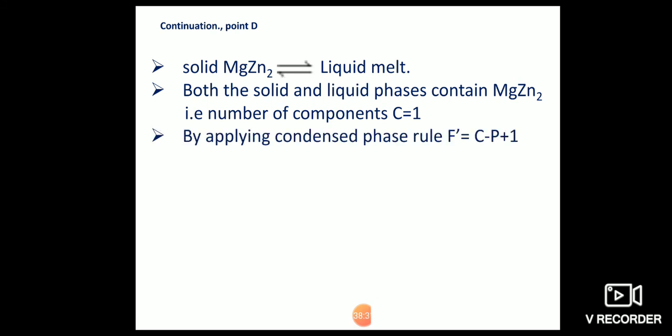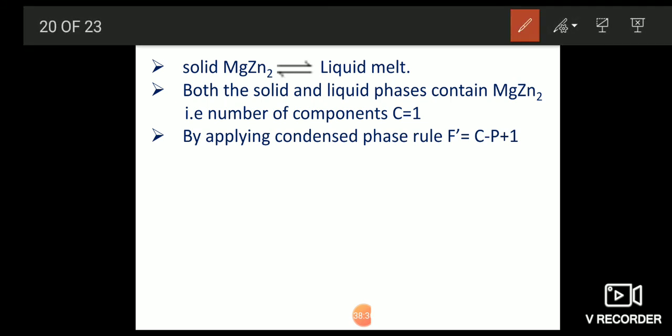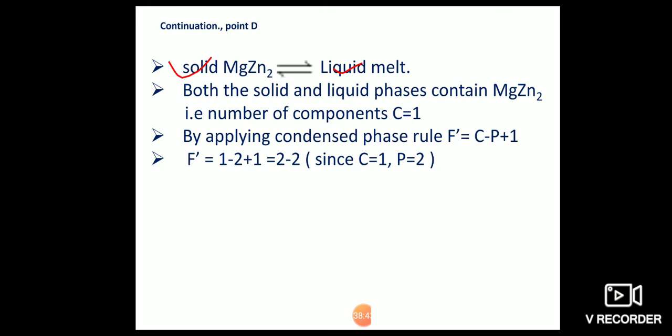By applying the condensed phase rule, F' = C - P + 1. How many phases are present? One solid phase, one liquid phase. So P is 2, C is 1. F' = 1 - 2 + 1, so F' = 0, invariant. Again the system is invariant at point D. So generally at points the system will be invariant only. So this is about the point D.